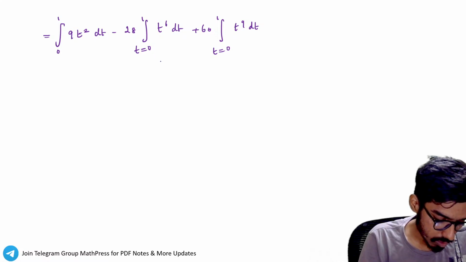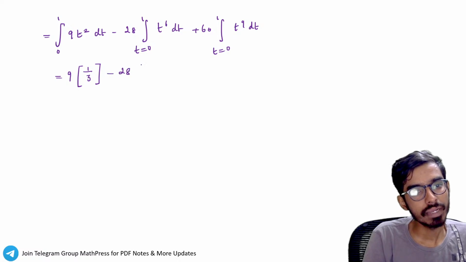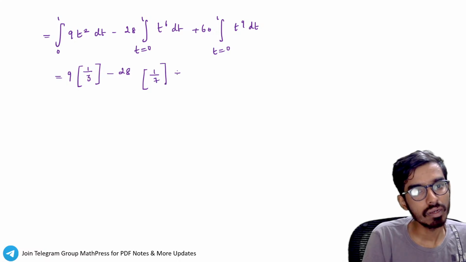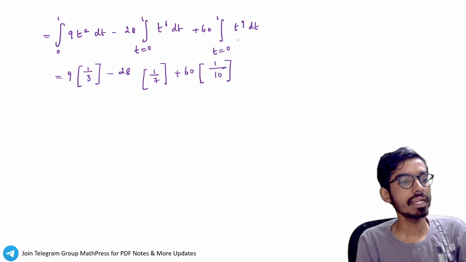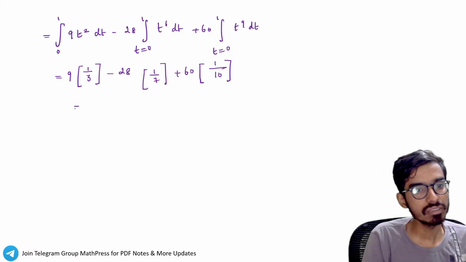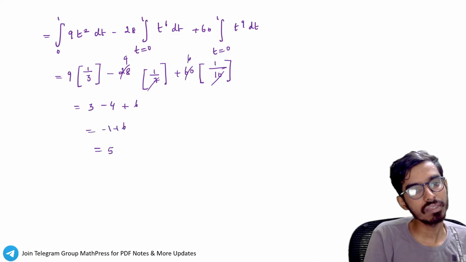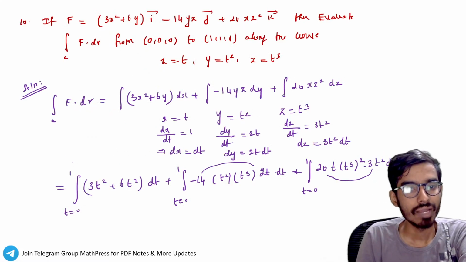So you'll get the answer to be equal to 5, right? So I'm not doing this. So if you do, you will have this to be t³ by 3, upper limit minus lower limit, minus 28 times t⁷ by 7, upper limit minus lower limit, plus 60 times t¹⁰ by 10, upper limit minus lower limit. This will be 3, this will be 4, this will be 6, right? So minus 1 plus 6. So 5 is the required answer, right? So 5 is the required answer. So we move on to 11th problem.